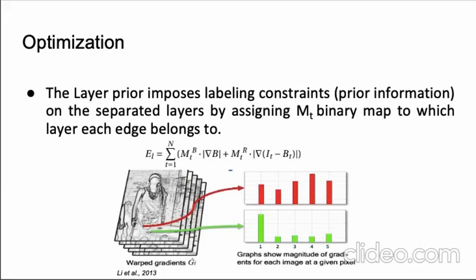The second element in our optimization is information we get from prior information. The layer prior imposes some labeling constraints on the separated layers. This can be done by assigning a binary map to which each layer edge belongs to. After warping on the first frame in each sliding window, we're stabilizing the motion of the background, and thus, if we look at the warped gradients, the more stable warped gradients should belong to the background, while the less stable warped gradients should belong to the reflection. MT here is a binary map, and it's calculated by thresholding the alignment errors of these gradients.